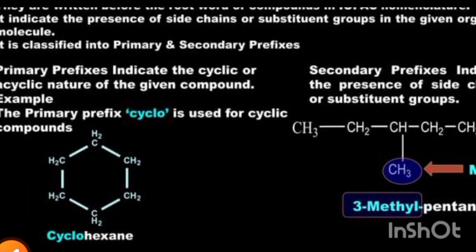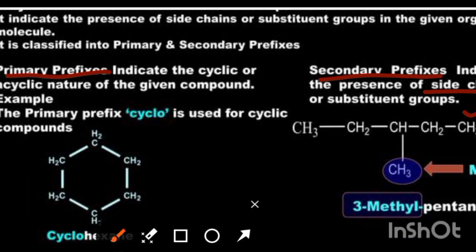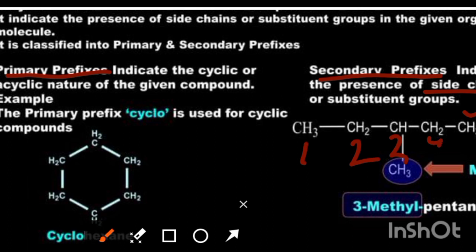Now next, what will be the prefix we will consider? Now see, there are two types of prefix: primary prefix and secondary prefix. Secondary prefix indicates the presence of a side chain or the substituent group. This is the example. In this example, what we will do? We will give the prefix the lowest possible number. If we give the number from this side, same number, and from this side also same number. Always consider the longest chain. Means 3 methyl and presence of single bond means pentane.